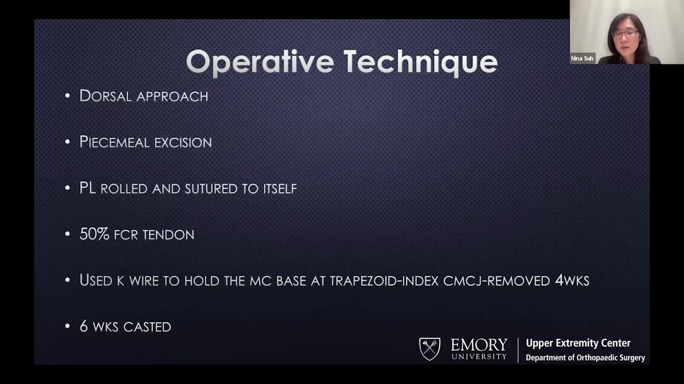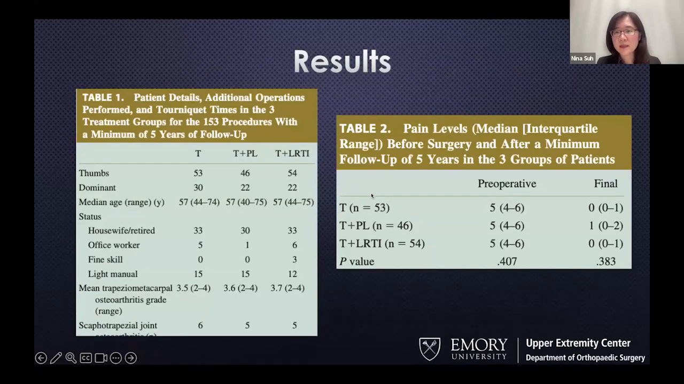And then a unique perspective to this particular paper is they actually used a K-wire to hold the metacarpal base to the trapezoid and index CMC joint. And then they remove that at 4 weeks. So I don't think that that's necessarily a standard procedure for most surgeons. So that is an important distinction there. And it's reported as one of the perhaps reasons why their simple excisions did so well. And they were casted for 6 weeks. I also, for LRTIs and simple excisions, would immobilize for 6 weeks as well.